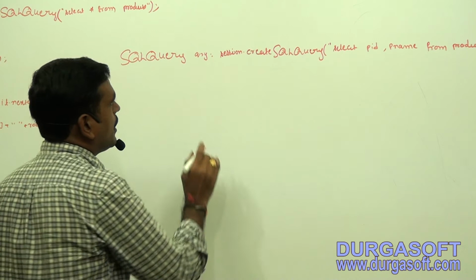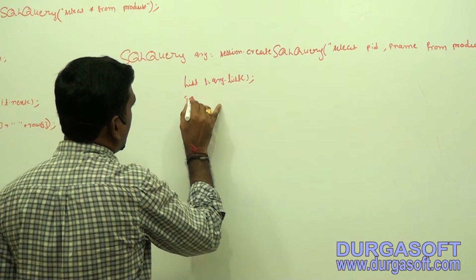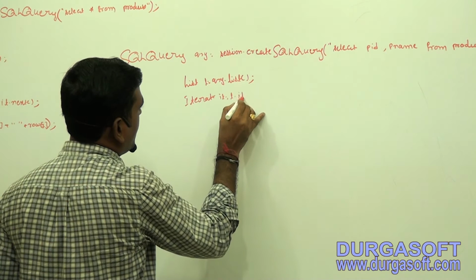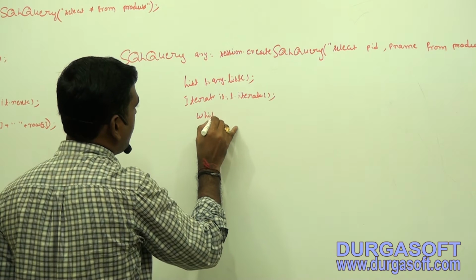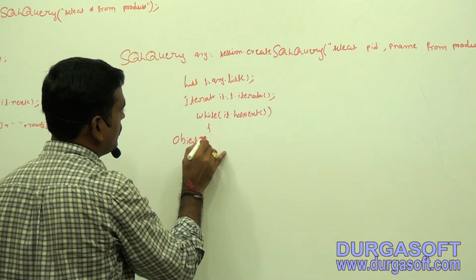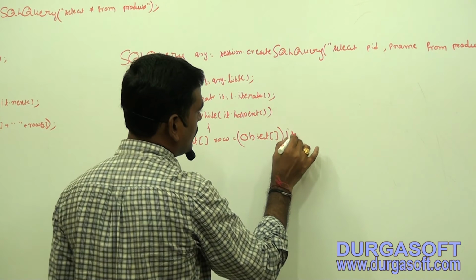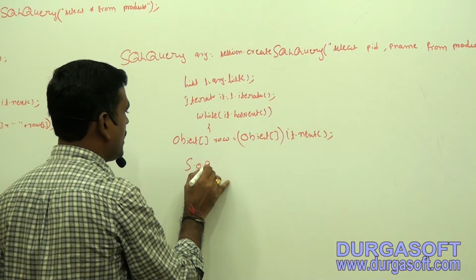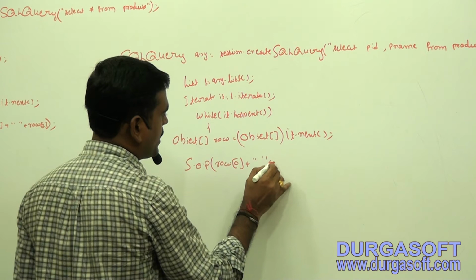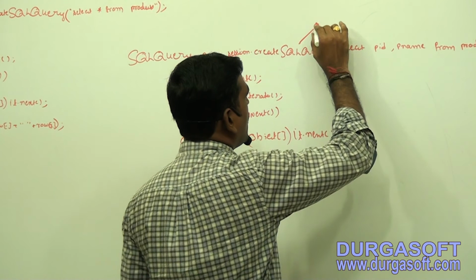Now here, List l = query.list(); Iterator it = l.iterator(); while (it.hasNext()) { Object[] row = (Object[]) it.next(); System.out.println(row[0] + row[1]); } close the while. This type of queries we call scalar queries.